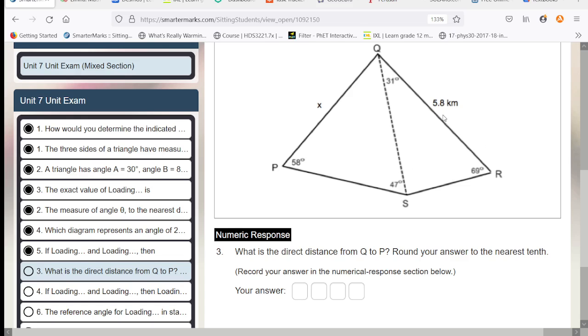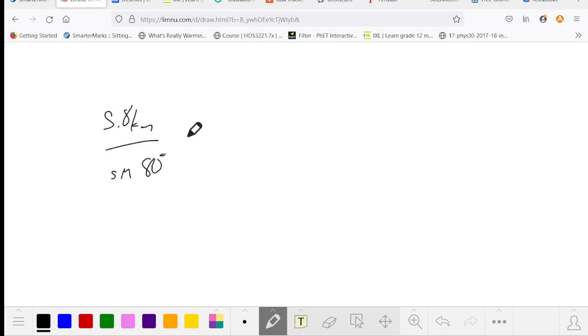So that then is a sine law. We know 2 of these 3 angles, the 31 and the 69, which means these add up to 100 degrees, so this angle is 80 in that bottom. So the angle QSR, the unknown angle from the right-hand triangle, has to be 80 degrees. That's the piece we need. So we know that 5.8 kilometers over sine 80 is equal to the unknown over the sine of 69 degrees.